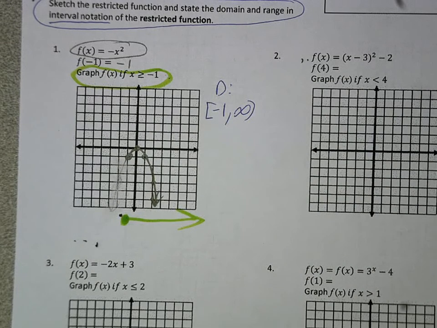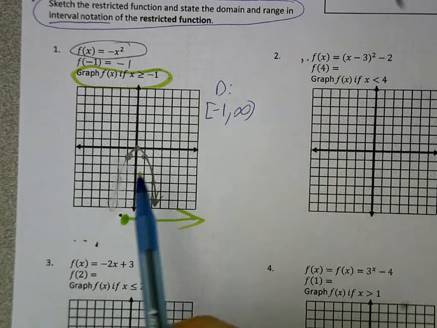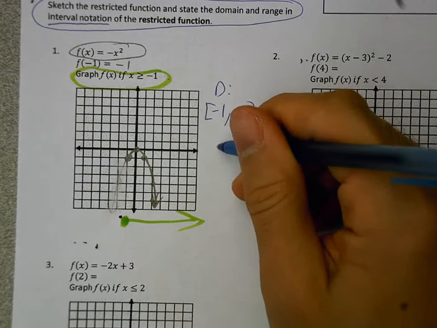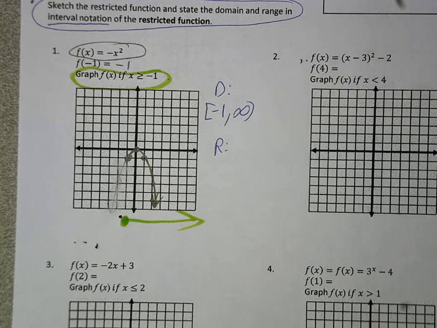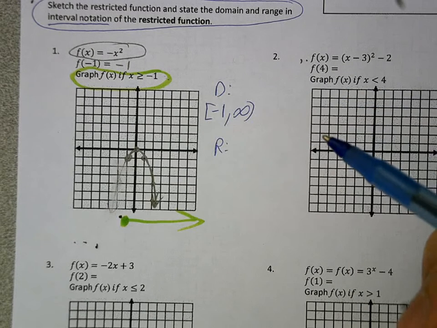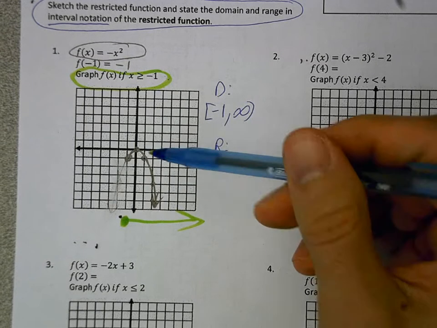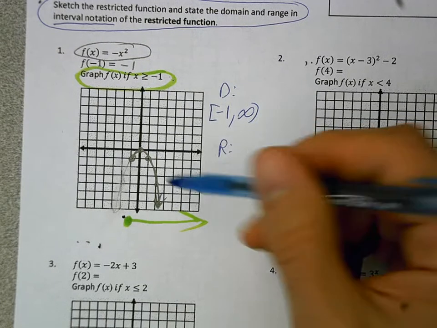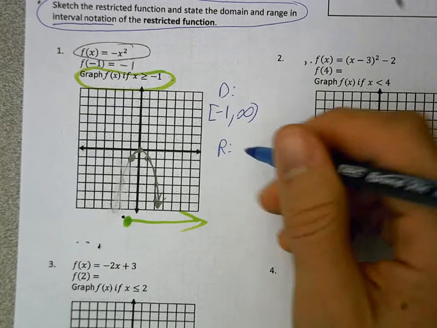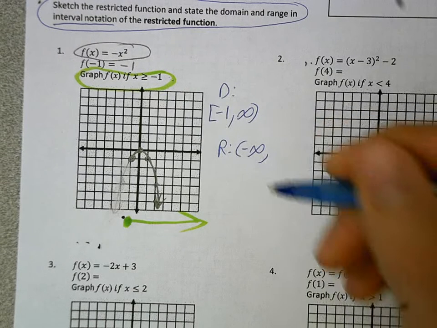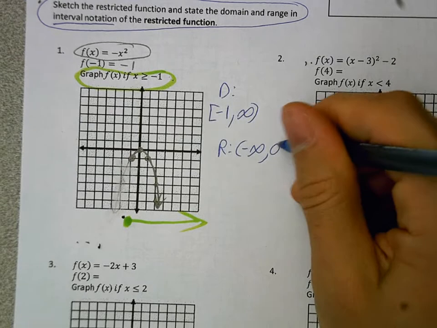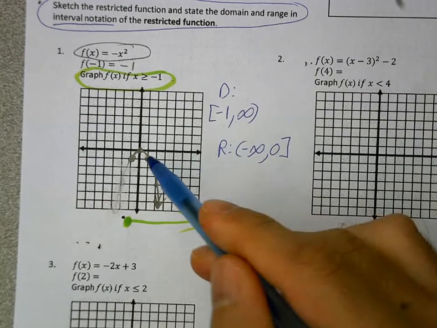Why did I put square brackets there? Because of the or equal to, the closed circle, square bracket at -1 to infinity. Now the range you're going to have to figure out, because the range is whatever happens after you graph it. It's not the restriction that they gave us. What's the highest value for this? Is everybody good with that? 0. And then I'm going down to -infinity. So I'm going to list my range as -infinity, always parentheses for infinity and -infinity, up to 0 with a square bracket, because I have that point right there.